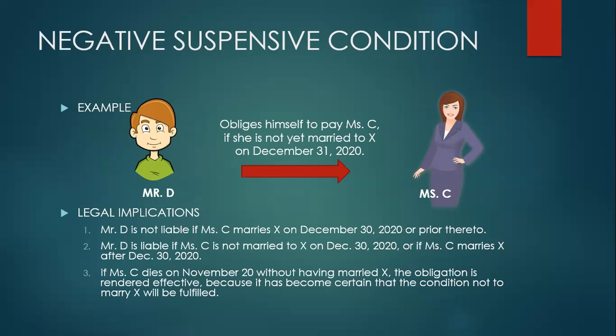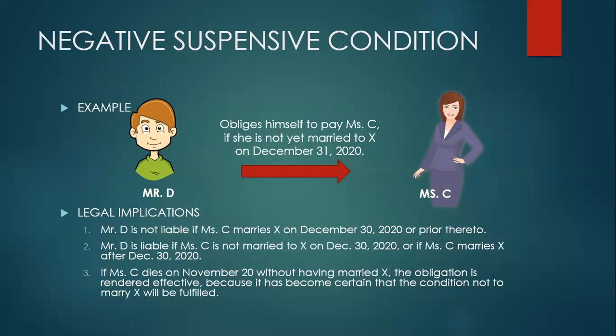Mr. D is not liable if Miss C marries X on December 30, 2020 or prior thereto, because the condition is Miss C should not yet marry X on December 31, 2020. So if she married X before December 31, 2020, then Mr. D will not be liable. Second, Mr. D is liable if Miss C is not married to X on December 30, 2020, or if Miss C marries X after December 30, 2020.